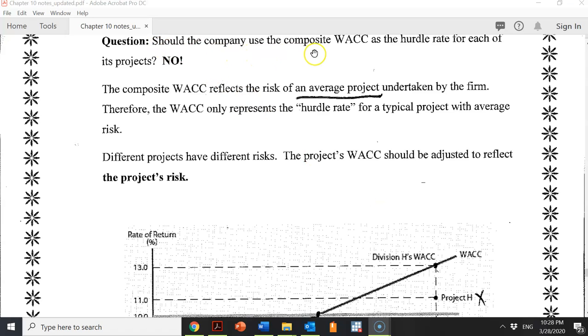Question: should the firm use the composite WACC as the hurdle rate for each of its projects? No. The composite WACC reflects the risk of an average project undertaken by the firm. Therefore, the WACC only represents the hurdle rate for a typical project with average risk. Different projects have different risks, so the project's WACC should be adjusted to reflect the project's risk.